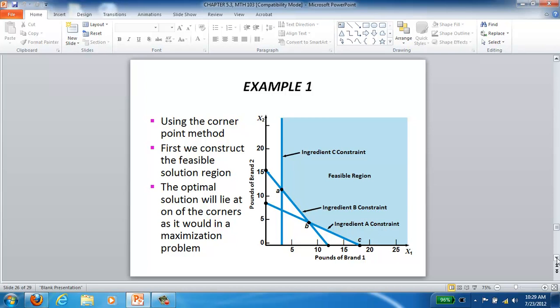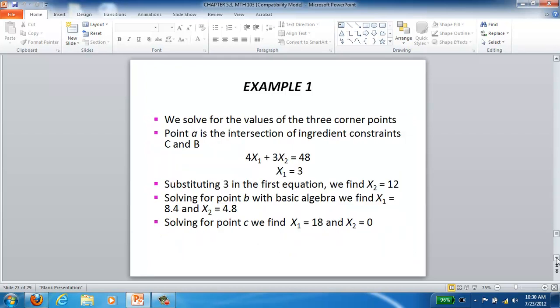Using the corner point method, we construct the system of linear inequalities that represents this linear programming problem graphically, and we shade the solution region. Notice that we have an open region here, and we have 3 corners to identify: corner A, corner B, and corner C. We will solve the values either algebraically or by using a graphing calculator to identify the corners.